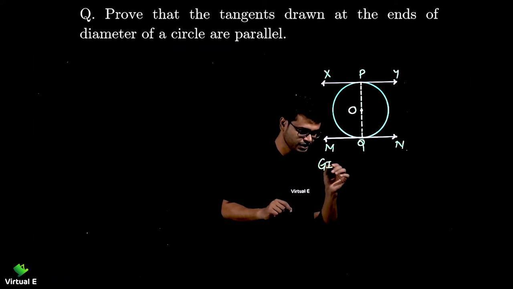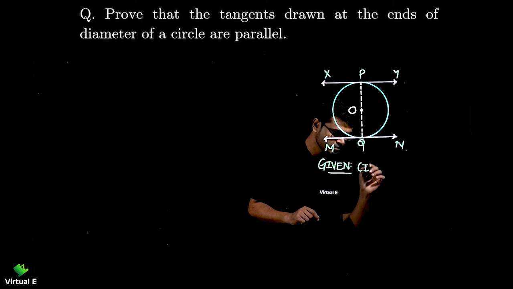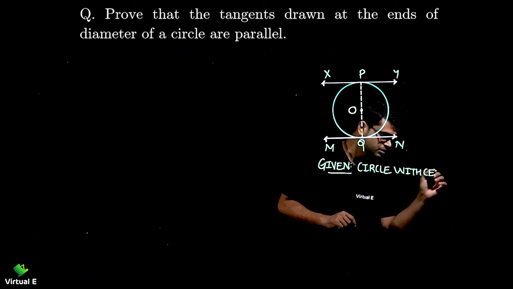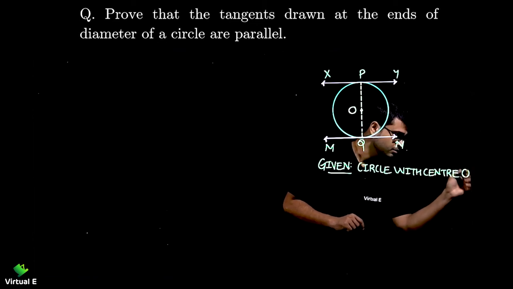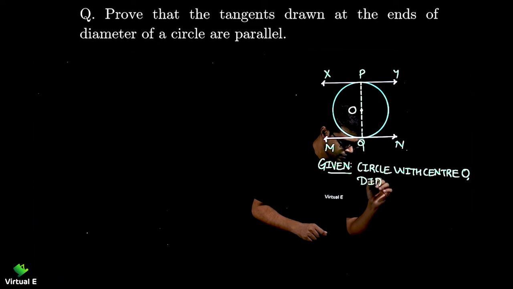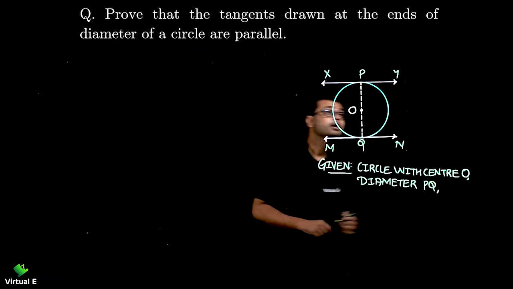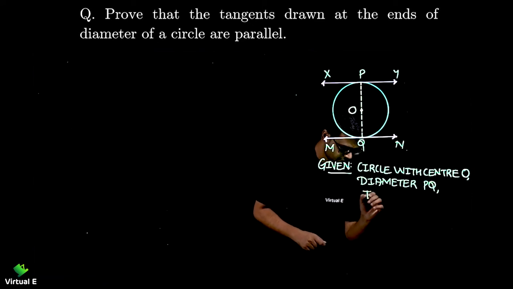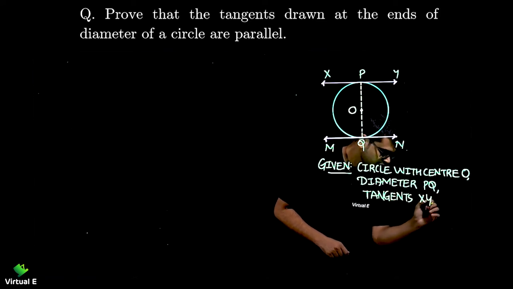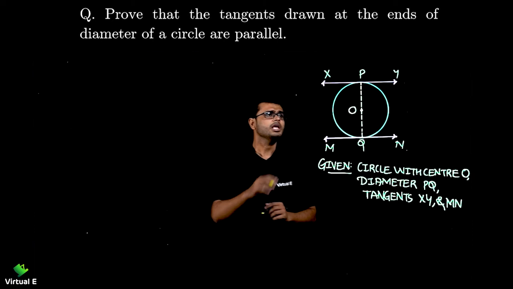Let's start with the given conditions. Given a circle with center O, right? Circle with center O. We have a diameter as well, which is PQ. Tangents XY and MN. Done?